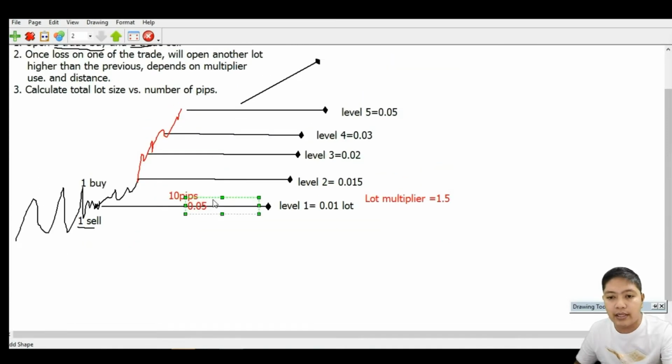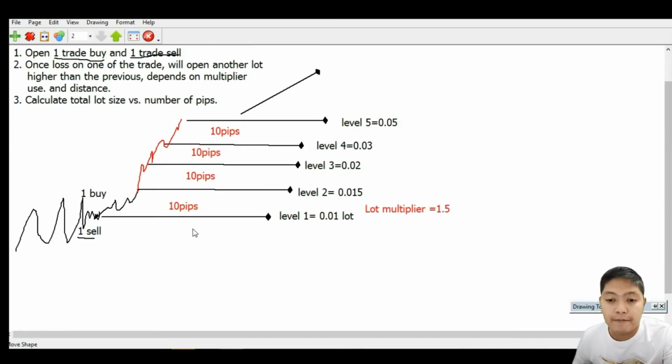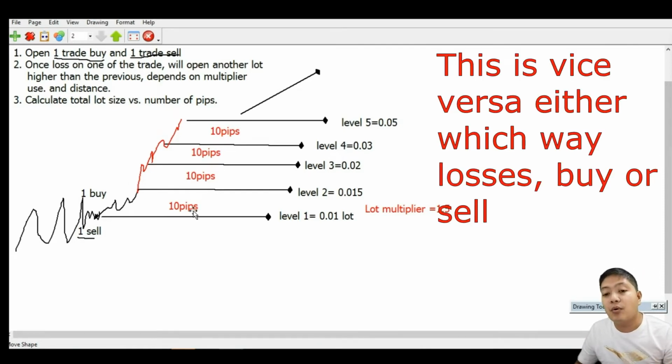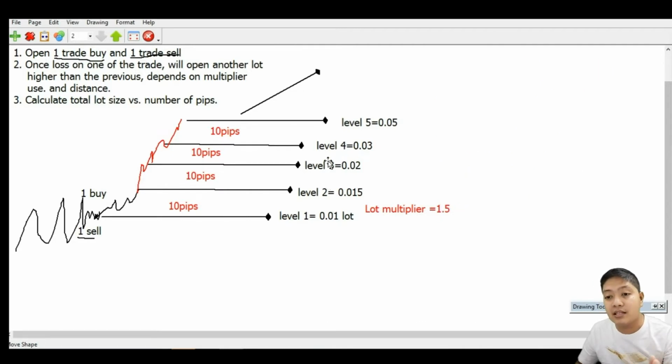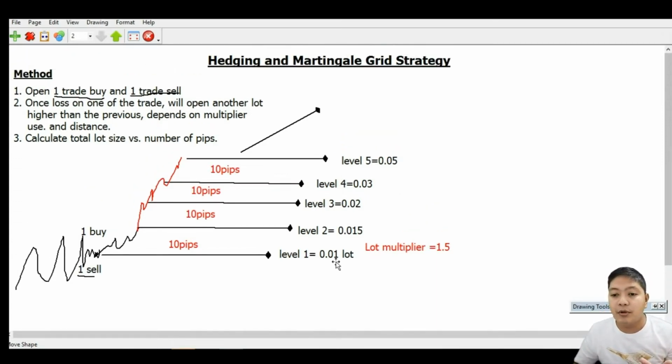So it comes like this, right? So this is the distance. This is the distance of your lot size, 10 pips, 10 pips, 10 pips. So every 10 pips, while the market keeps going up, it will open every lot size that you have set in your calculation, whether you're using an EA or robots to open up this trade. So this is the multiplier, this is the lot size that you're opening, and this is the distance of your trade.